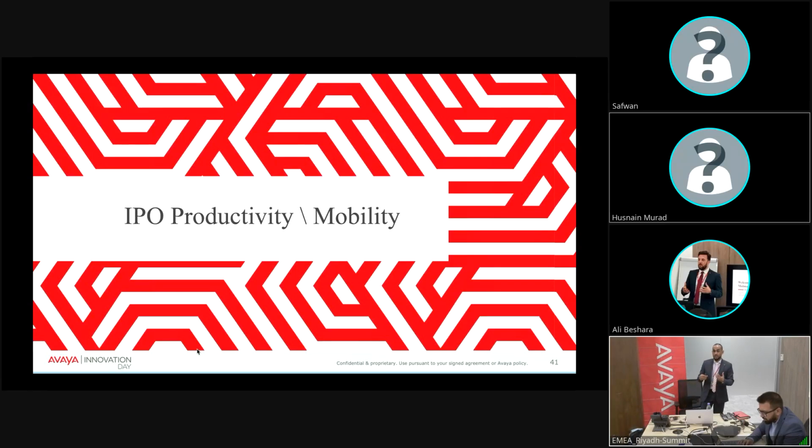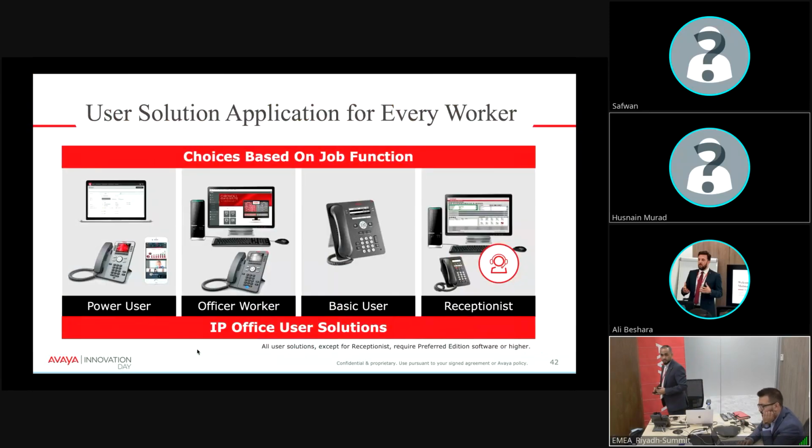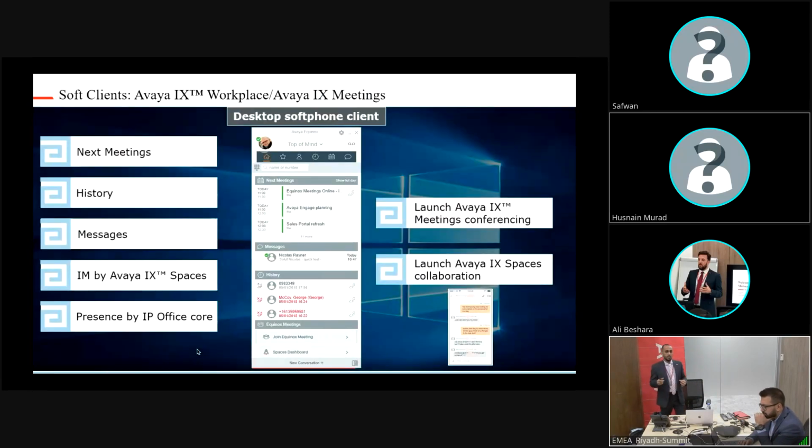And in terms of mobility, we have the Avaya IX Workplace. You can name this Avaya mobile soft phone, Avaya PC soft phone, Avaya desktop soft phone client. This client can be downloaded on Windows or on Mac or on your mobile, Android or iOS. And the license required for IX Workplace is the power user. You need a power user for every user who needs to work from mobile or PC through the soft phone.